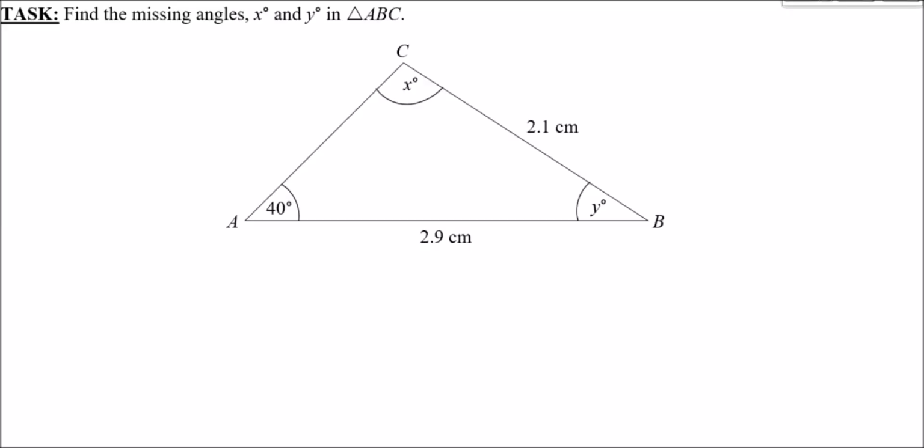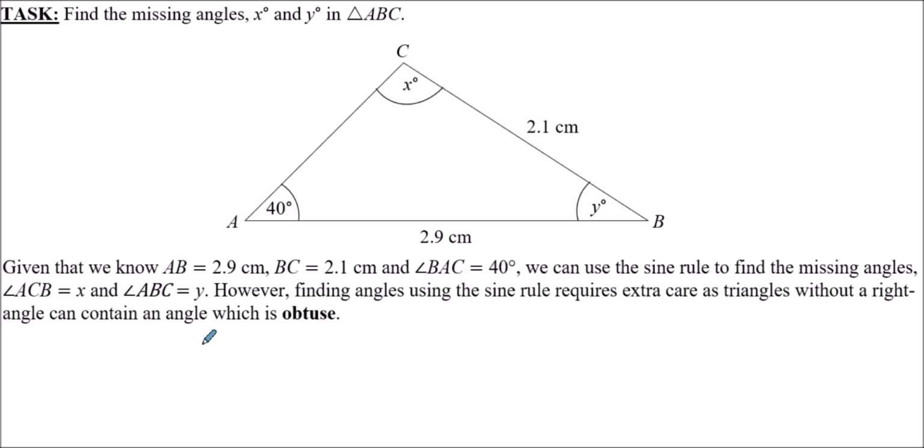Right, so let's put this into practice. We've got a task here of finding the missing angles x and y in triangle ABC. All the information is included in the diagram to work with, and this is going to be one of those ambiguous cases. Given that we know AB is 2.9, BC is 2.1, and angle BAC is 40 degrees, we can use the sine rule to find the missing angles: ACB, the angle at C, which is x, and angle ABC, the angle at B, in other words, which is y.